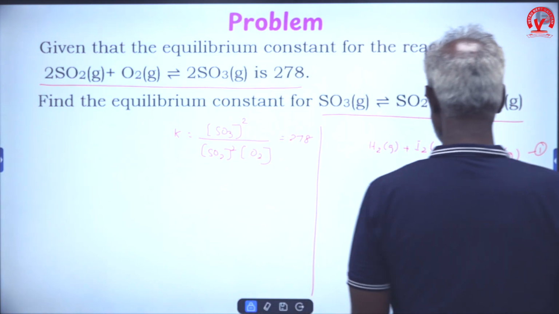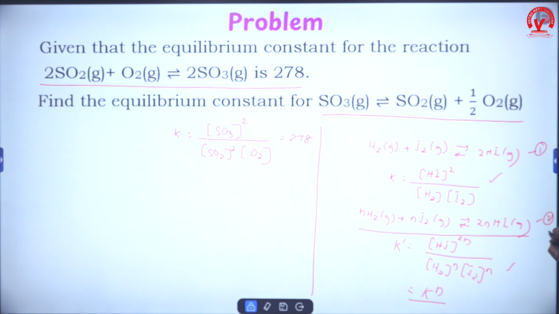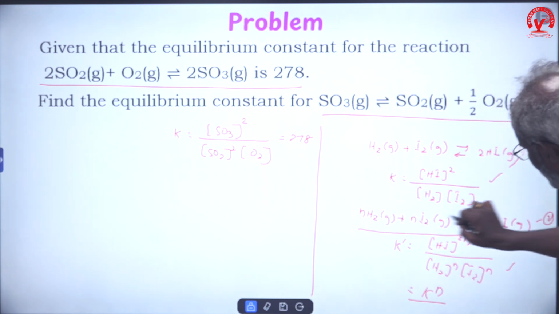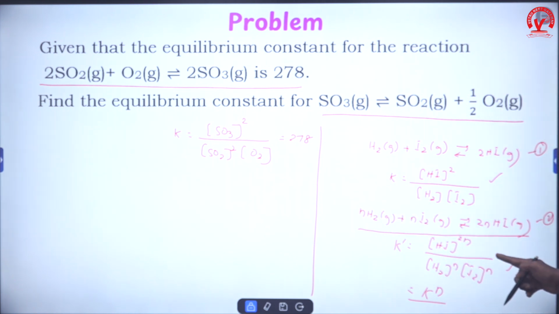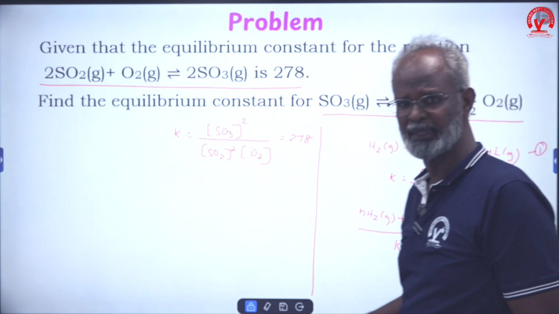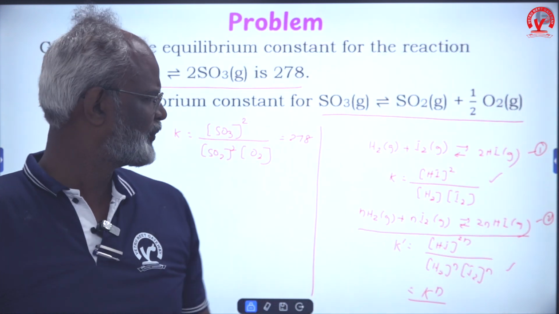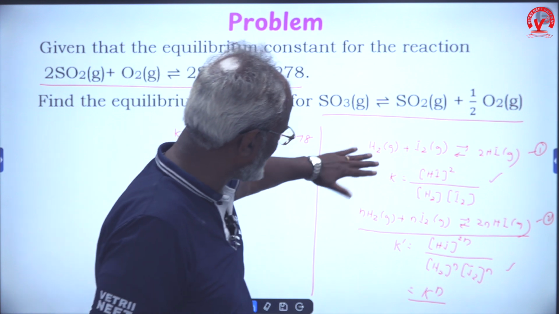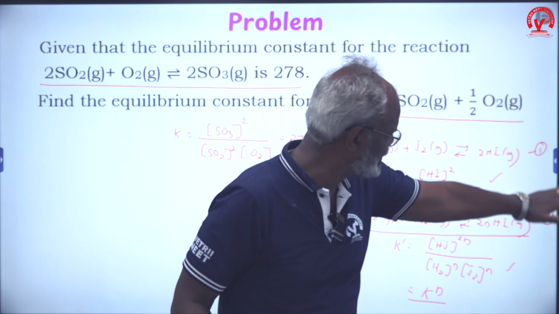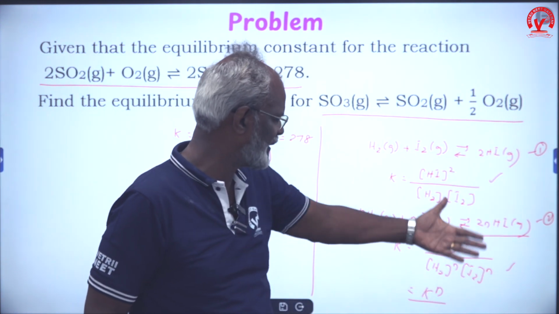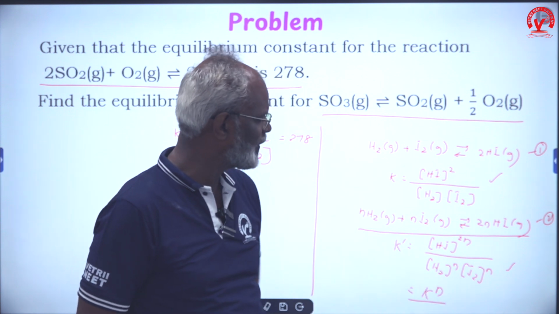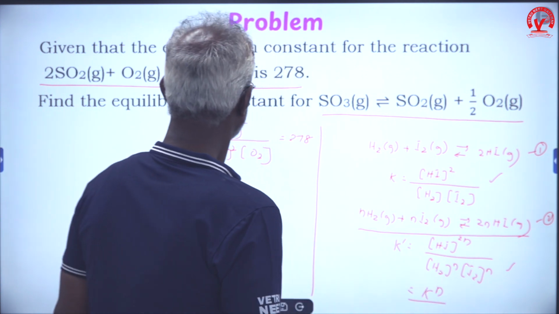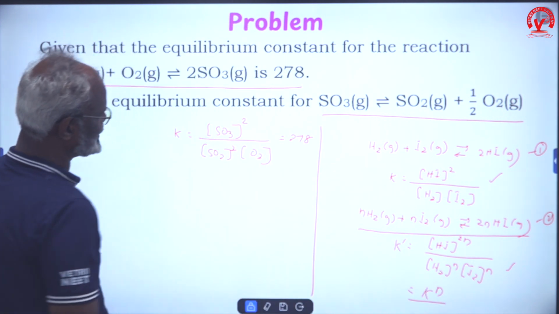So if you multiply the equilibrium equation by n, then the equilibrium constant becomes power n. Similarly, if you divide this equation by n, then the equilibrium constant is power 1 by n. Right. Are you able to understand this? Okay. So this you must remember. If you multiply the equilibrium equation by n, then the equilibrium constant is power n. Divide by n, then power 1 by n. Right. So similarly we are going to solve this problem.